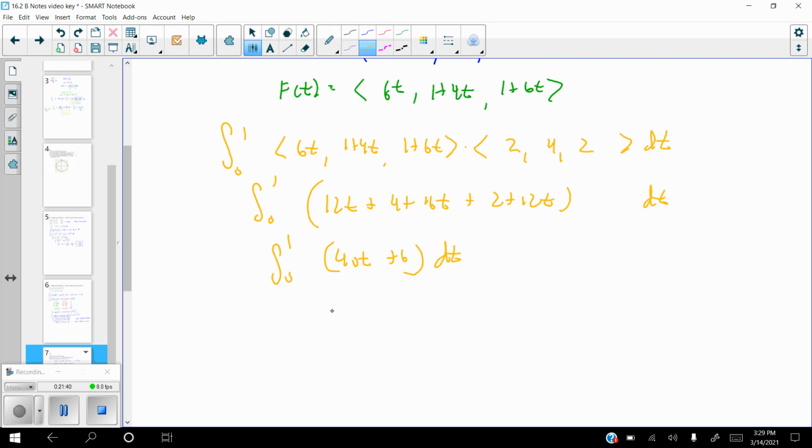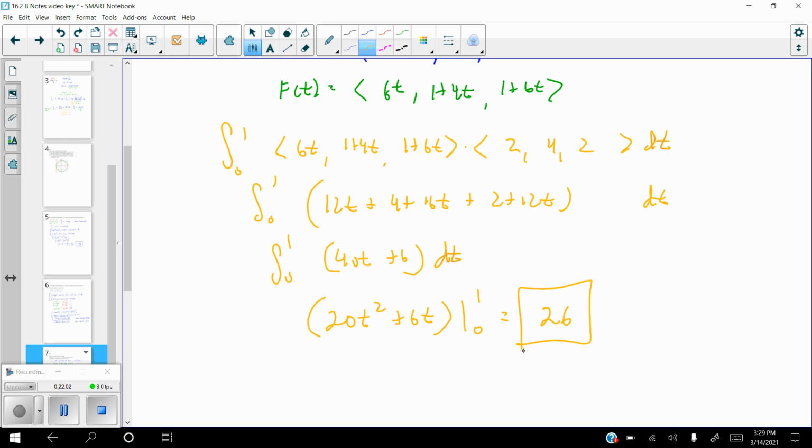Antiderivative, so that's going to give us 20t squared plus 6t. Evaluated from 0 to 1, this is going to work out very nicely. So you get 20 plus 6, which is 26, minus 0. We get a total work done of 26. So this one definitely helped us in our path along this curve.